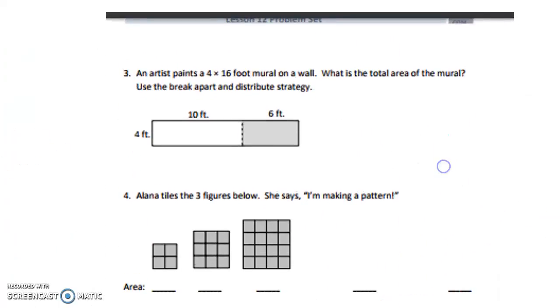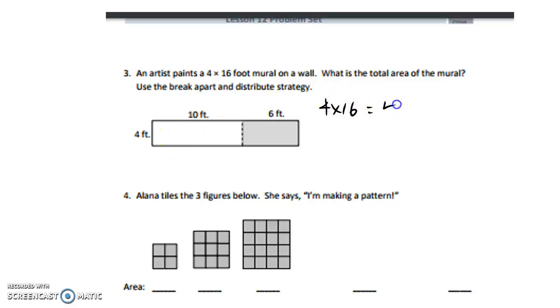So now for number 3, I have an artist. An artist paints a 4 by 16 foot mural on a wall. What is the total area of the mural? Use the break apart and distribute strategy. Sounds familiar. So I've got a rectangle here. So it's 4 by 16, right?